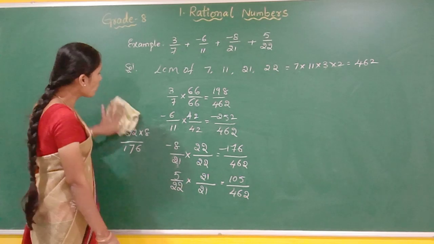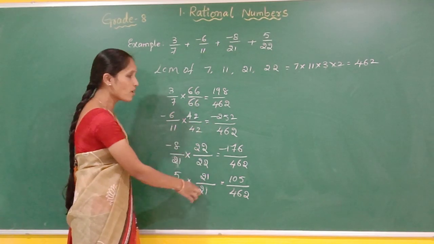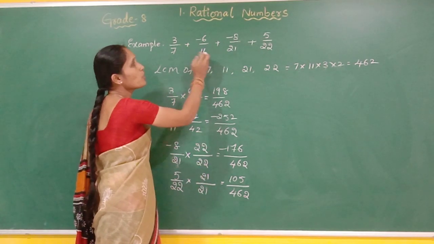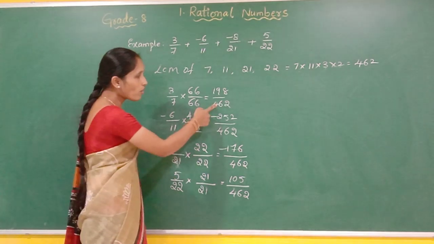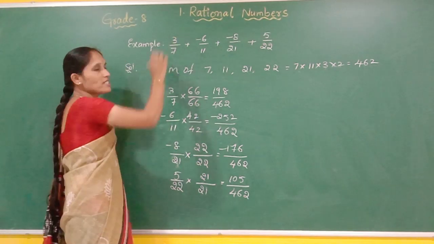105. Up to now, what have we done, children? Yes, we have written equivalent fractions of the given numbers. Why? In the given problem, the denominators are not equal. Okay. Now, are the denominators equal? Yes.